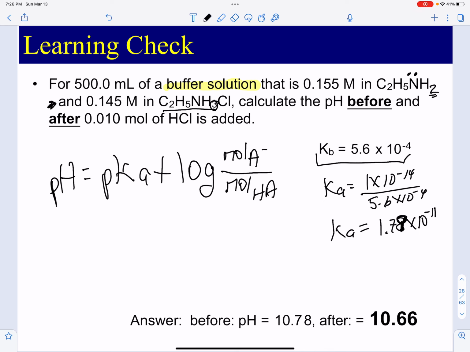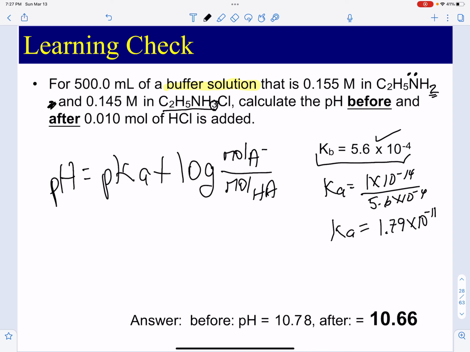So this number is super, super, super small compared to 1, which means it's going to favor the reactants, which is telling us that this base is not a good acid. And that makes total sense. This is not going to react like an acid because it's not an acid, it's a base. We got it from a Kb. So this is our Ka value, 1.79 × 10⁻¹¹.